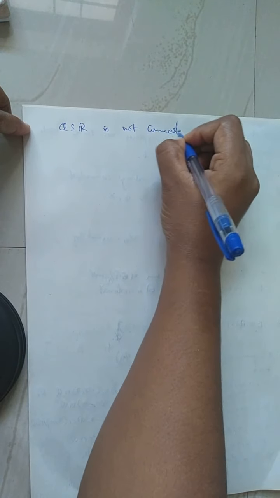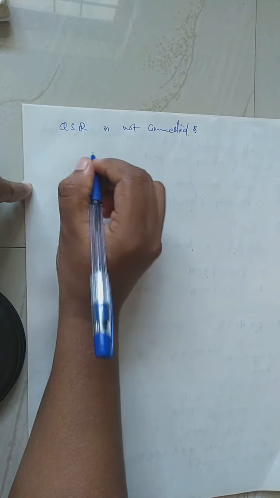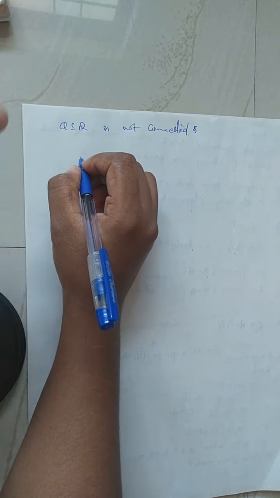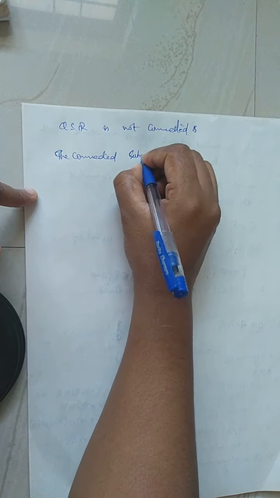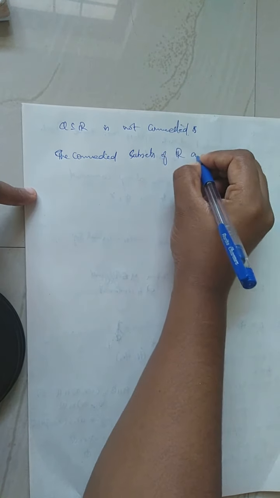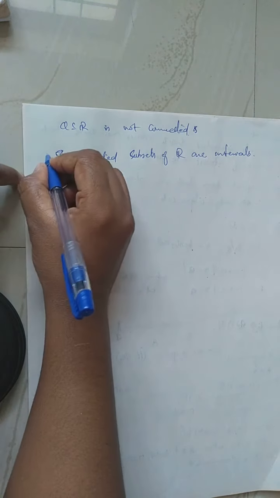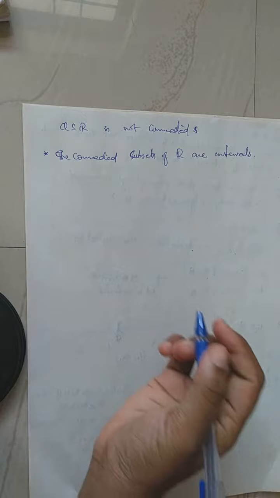Then what are the subsets of R which are connected? Q is not connected. So you can prove that any form of interval will be a connected subset of R. So the connected subsets of R are intervals. So the real line with the usual topology is always connected also, because R is nothing but the interval minus infinity comma infinity.